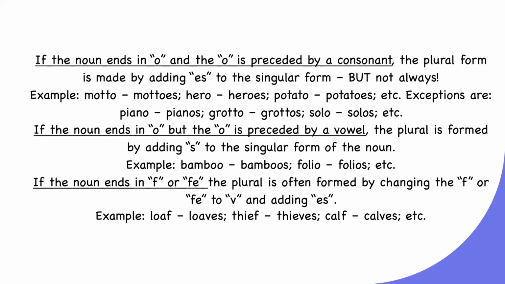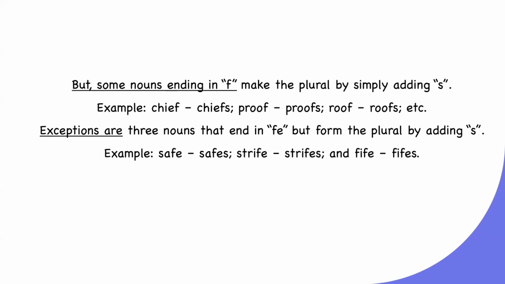Now, if the noun ends in F or FE, the plural is often formed by changing the F or FE to V and adding ES. For example, loaf becomes loaves, thief becomes thieves, calf becomes calves, etc. But some nouns ending in F make the plural by simply adding S. For example, chief becomes chiefs, proof becomes proofs, and roof becomes roofs, etc.